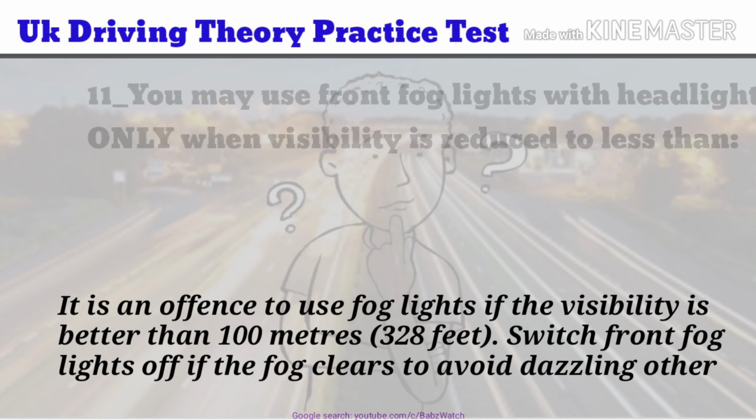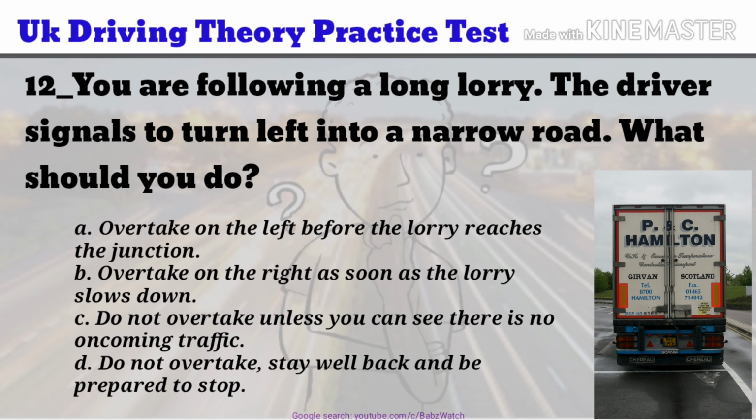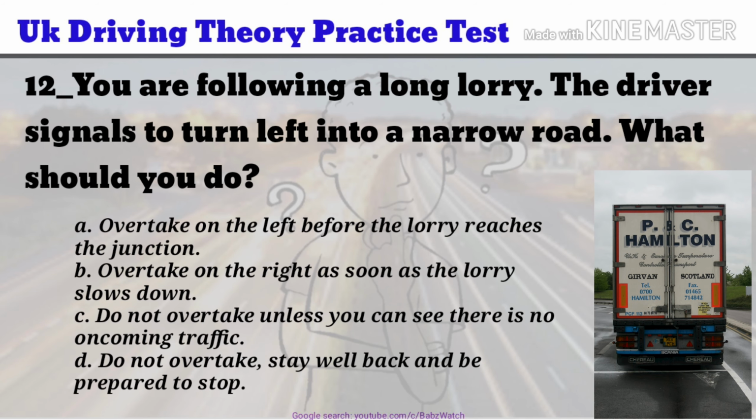UK driving theory practice test question 12 of 50. You are following a long lorry. The driver signals to turn left into a narrow road. What should you do? A. Overtake on the left before the lorry reaches the junction. B. Overtake on the right as soon as the lorry slows down. C. Do not overtake unless you can see there is no oncoming traffic. D. Do not overtake. Stay well back and be prepared to stop. The correct answer is D.